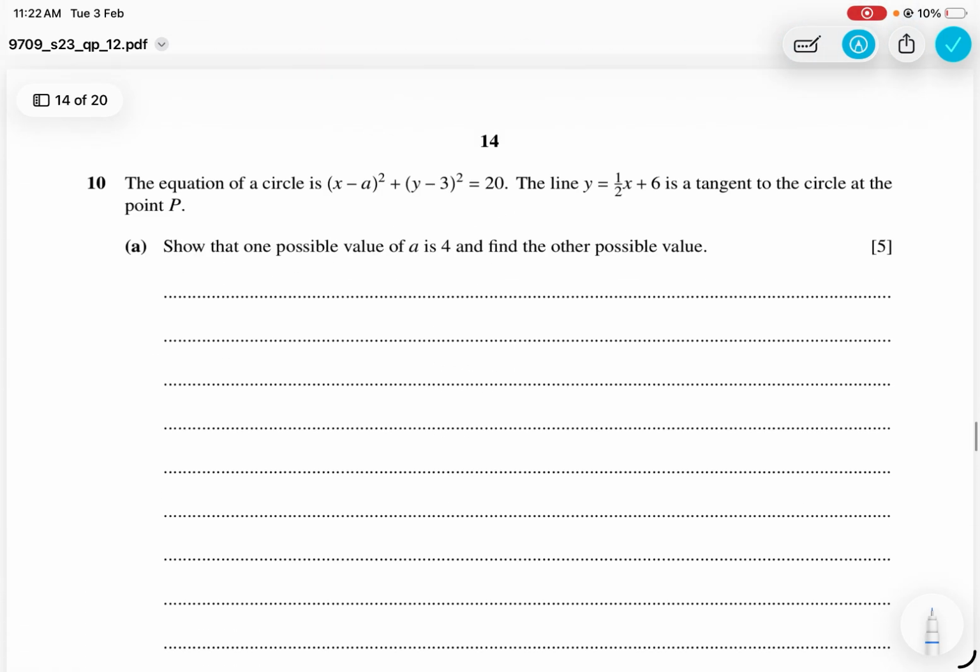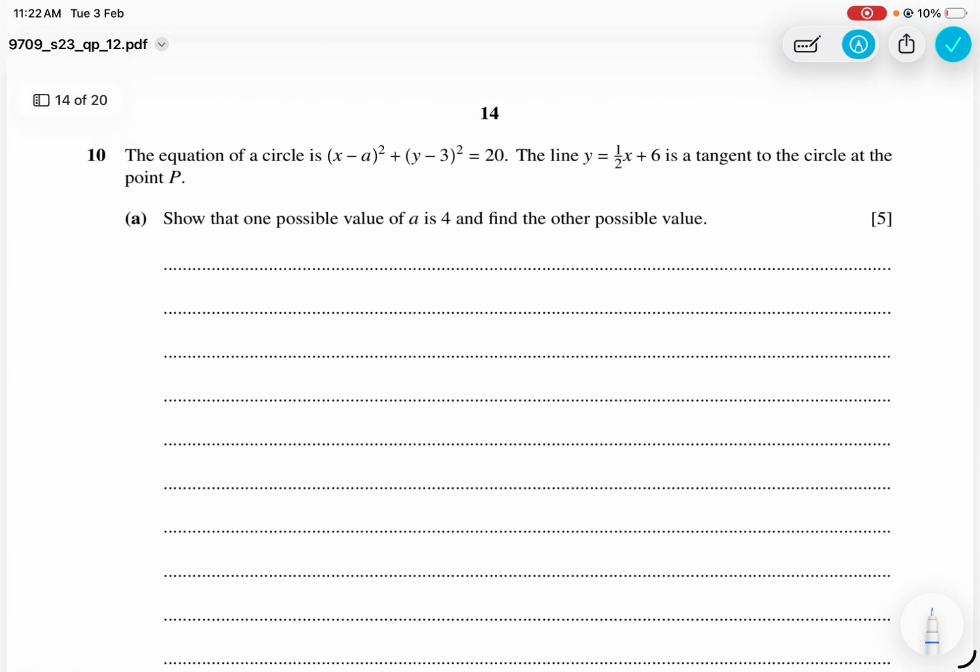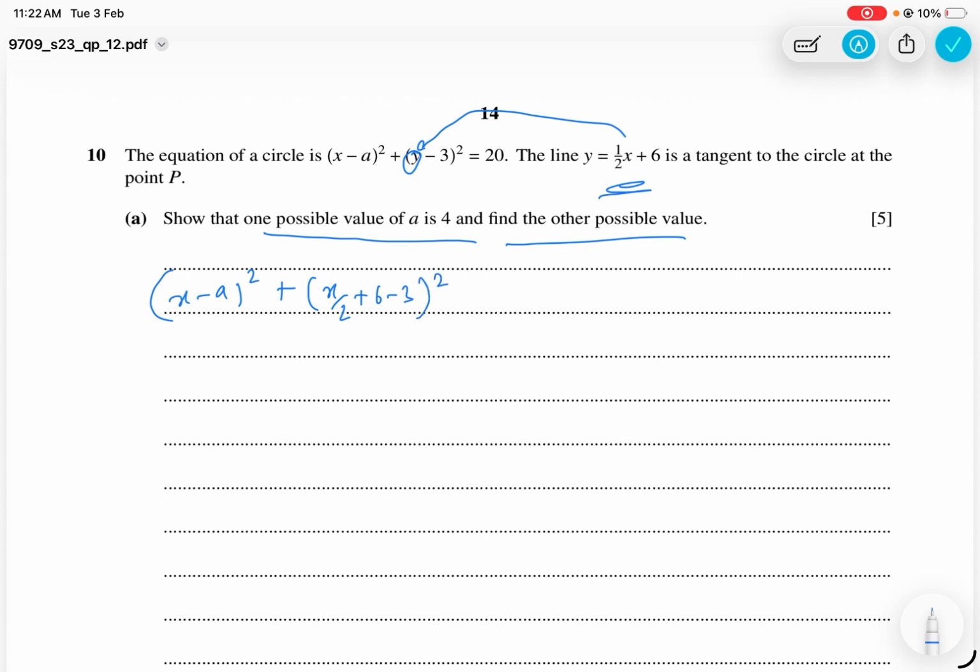Let us move on to the next question now. The next question states, the equation of a circle is this, the line is this, tangent to the circle. Show that one possible value of A is 4 and find the other possible value. Okay, so what we will do is we will substitute this equation of y over here instead of this y. So we will have x minus a whole squared plus x by 2 plus 6 minus 3 whole squared equals 20. Yes or no?